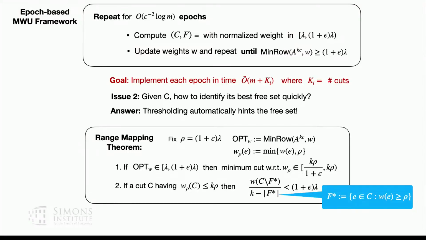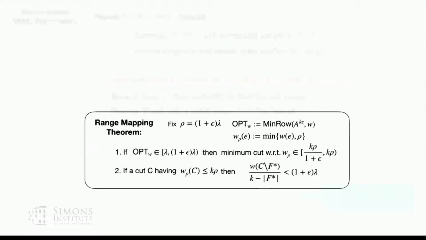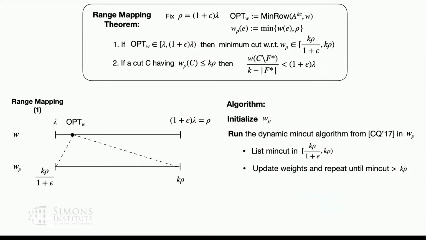Okay. Let's see how we use this. Basically the proof is very similar to the static case, with a very small modification. So I will not present the proof here, but I will show you how to use this to implement each epoch. Basically, the algorithm is the following.